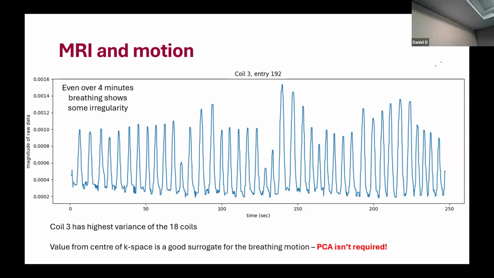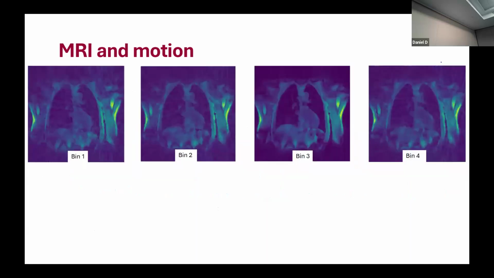This radial scan lasts about 4 minutes, and you can see the breathing is quite varied over that period. So that's what we got. And so you can take the MRI by itself.